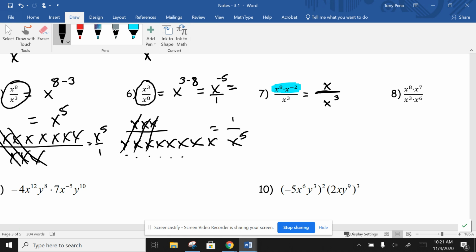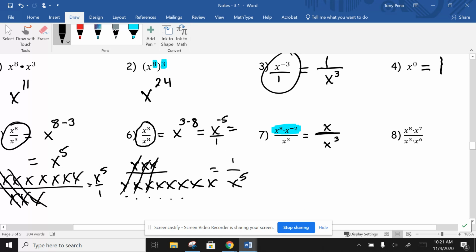All right, what we hopefully have, this is our very first rule here. When I'm multiplying like terms, which I'm doing here, we add the exponents. That's what's happening here. I'm multiplying like terms, so I should add those exponents. And an 8 and a -2 add to be a 6.